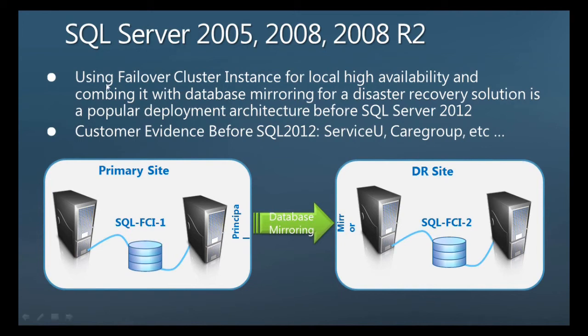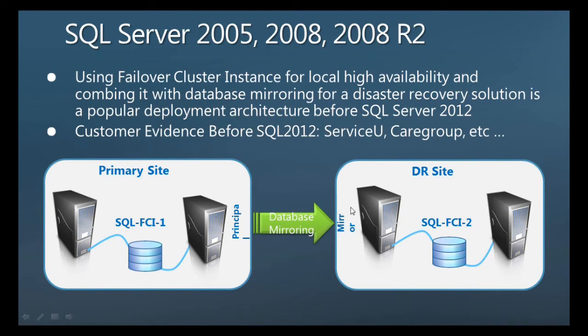You can see that in the primary side, you have a SQL failover cluster instance with 2 nodes, and they use a shared storage. In the DR side, you have another SQL failover cluster instance, and they use a shared storage too. And you set up database mirroring between these 2 SQL failover cluster instances.